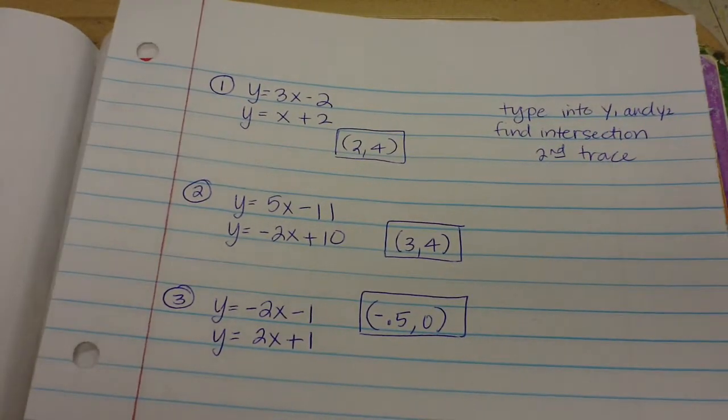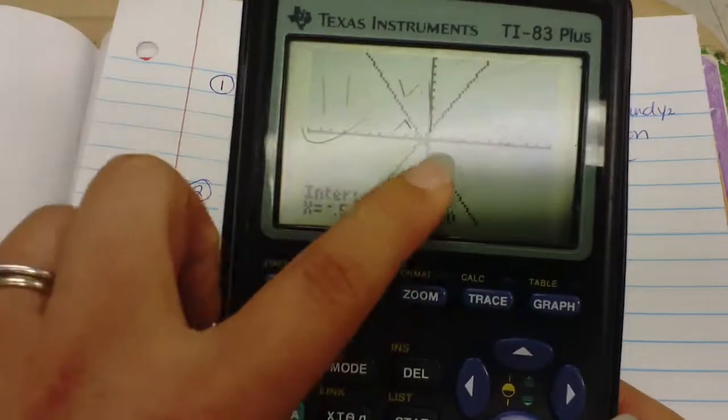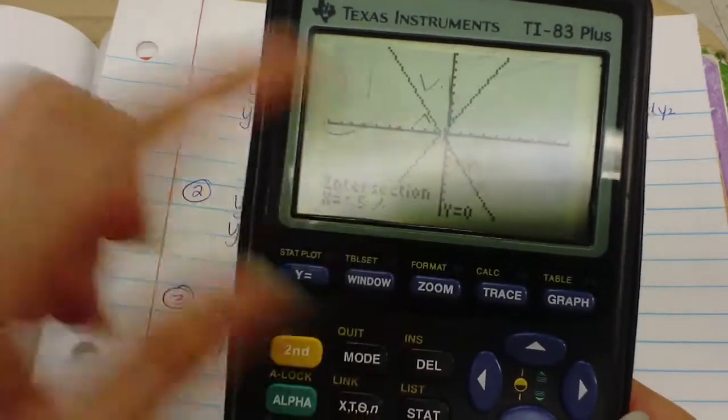All right, so if there's time, I'm going to give you a few more to practice. And if not, then now you know how to use your calculator to solve a system of equations by graphing.